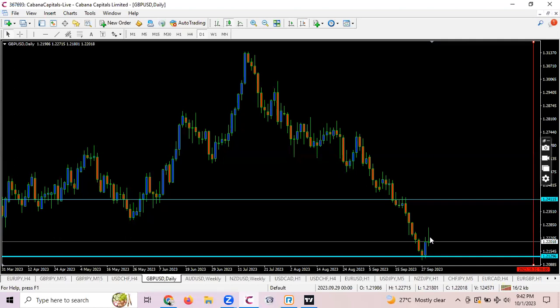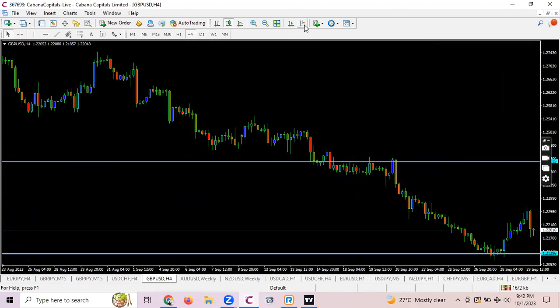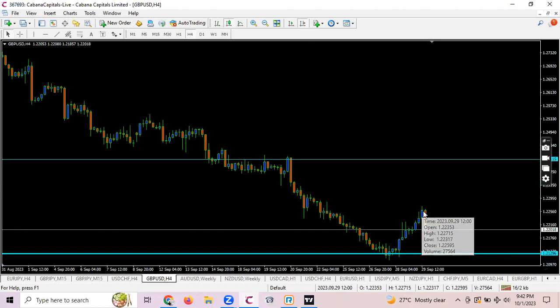Okay, so if I'm to buy GBP USD, I'll wait for a resistance. Let's go to 4 hour. You can see on 4 hour, what setup is this? This is an engulfing pattern on 4 hour. So on daily, we have a bullish setup. On 4 hour, we have a bearish setup. Okay, so we want to ensure that 4 hour aligns with the daily time frame.